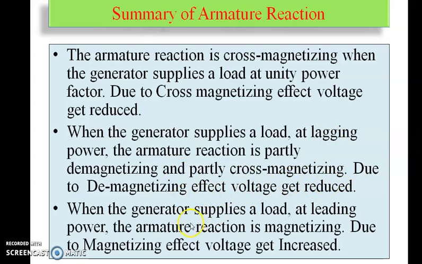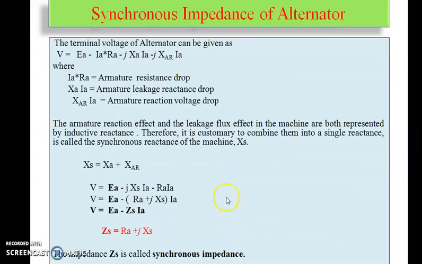And third one, when the generator supplies a load at leading power factor, the armature reaction is a magnetizing effect. Okay, as we see. So due to the magnetizing effect, the voltage gets increased. In both cases my voltage gets reduced, at unity power factor as well as in lagging power factor. But in leading power factor, armature reaction is magnetizing, and hence my terminal voltage gets increased. Now we'll see about the synchronous impedance of alternator.